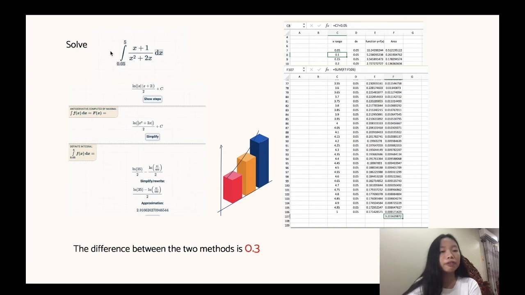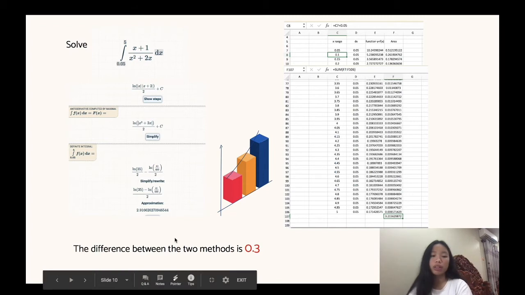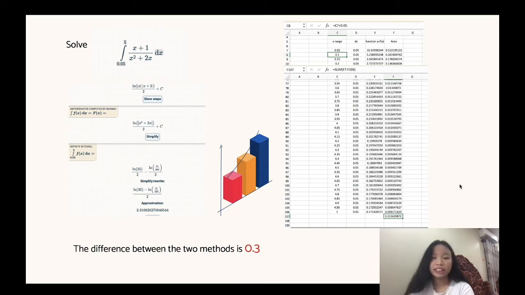First, solve the integral of (x plus 1) over (x squared plus 2x) between 0.05 and 5. By using Microsoft Excel, the answer that I find is 3.21, and by using a calculator, the answer is 2.91. So the difference between the two methods is 0.3. Still doesn't get it right. Okay, so let's get into practice.